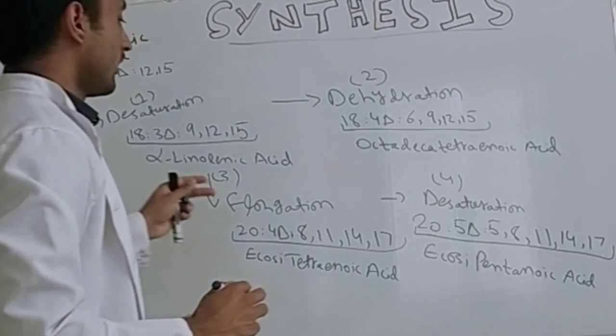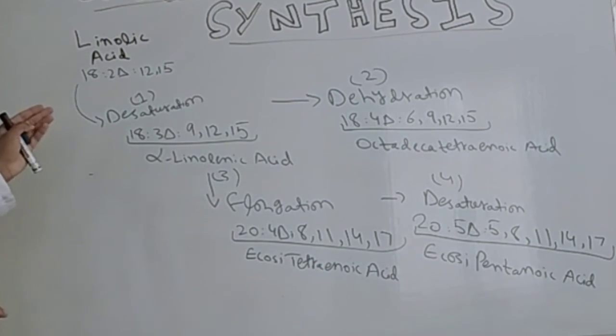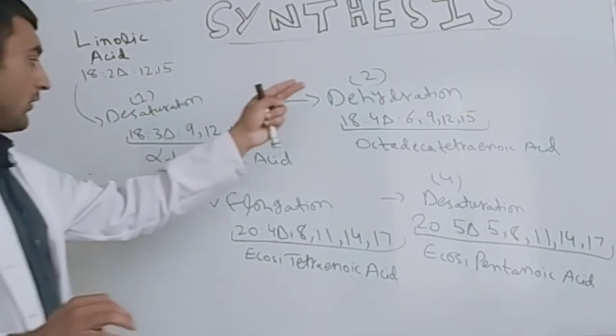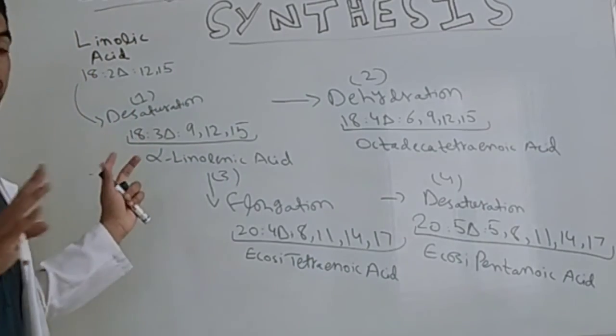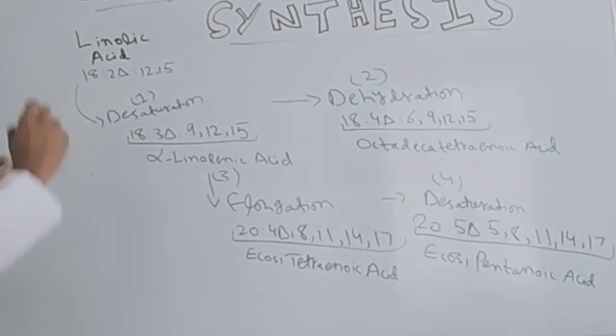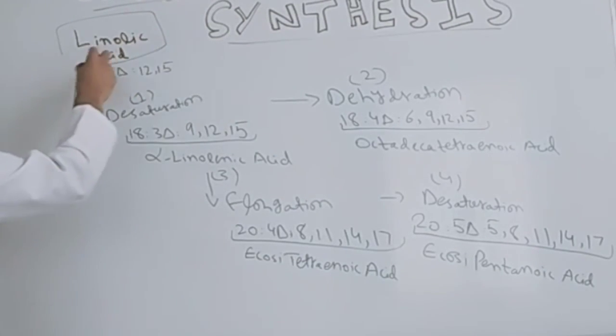So these were the four phases: desaturation, dehydration, elongation, and desaturation. So I have explained to you in this lecture the synthesis of linoleic acid, and I hope you have understood this mechanism well.